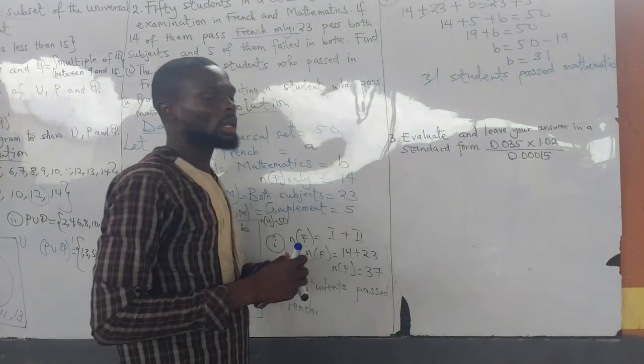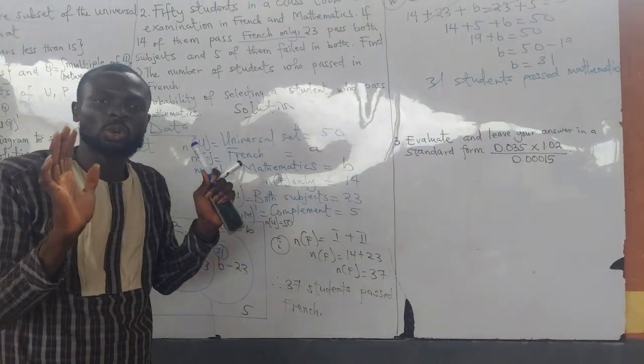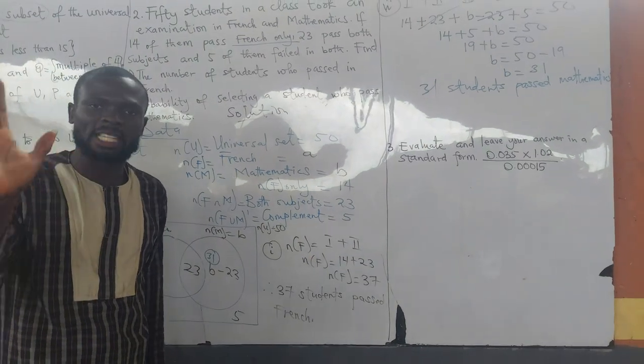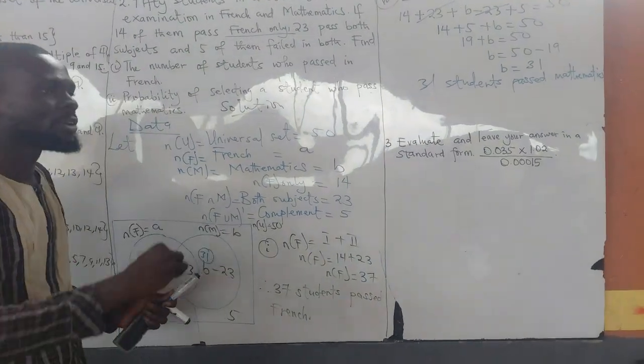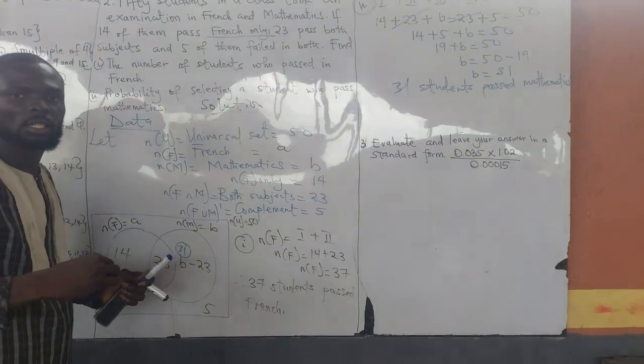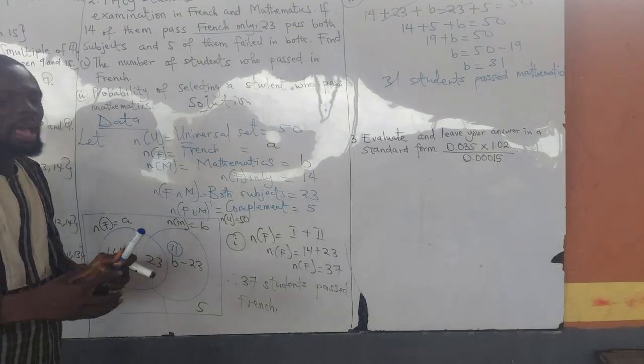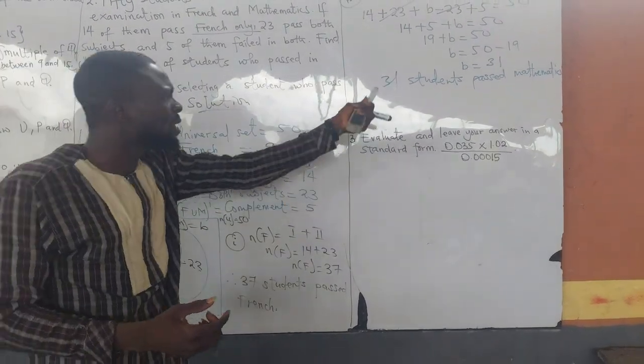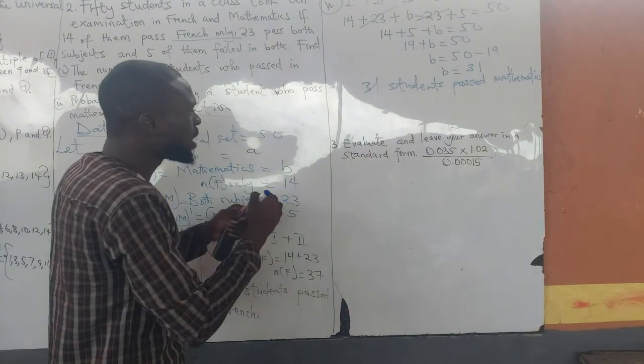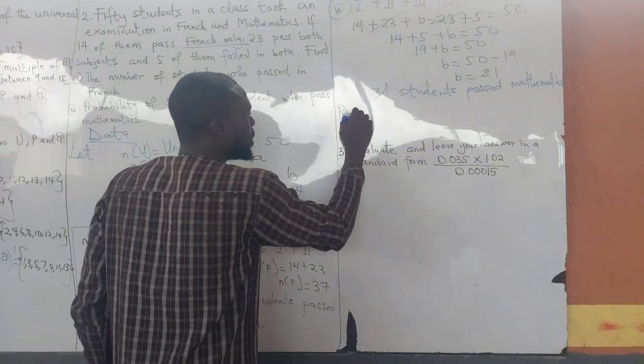Good. The question didn't ask you to find the number of students who passed mathematics. The question said find the probability of students who pass mathematics. But before we can know the probability, we have to know this. So now, what is probability?